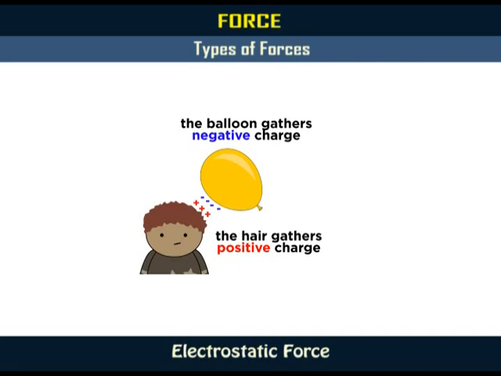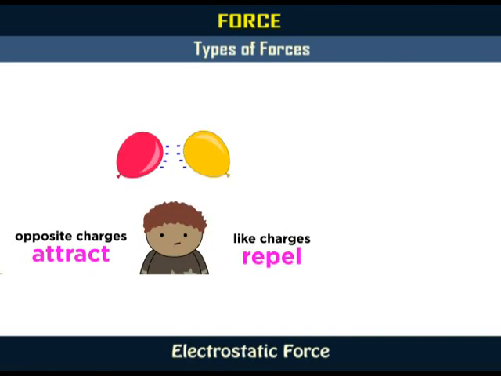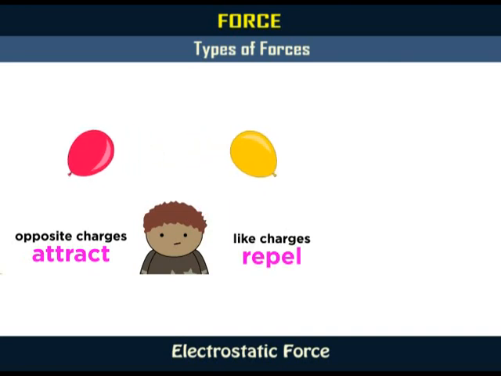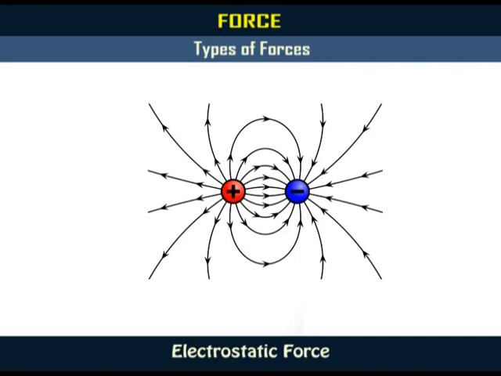Like magnetic poles, opposite charges will attract one another, which is why the hair sticks to the balloon. And like charges repel, which is why the two balloons push each other away. Just like magnets, charges have electric fields around them, and this is the region around the charge where the electrostatic force can be felt.